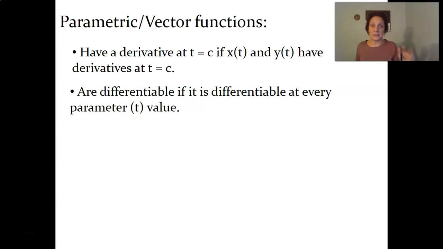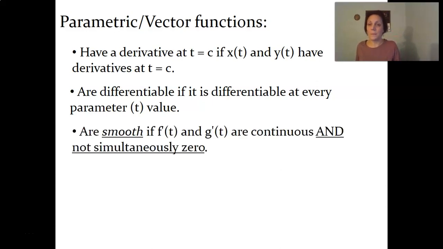So there can't be any t's that cause problems. Okay, it's considered smooth if both of the derivatives are continuous. And we'll talk more about that later, but continuous derivatives mean that the slope exists at every point, and this is really important. You can't have both components of your parametric, the derivatives, be 0 at the same time. So if x of t is 0, that's fine. If y of t is 0, that's fine. But if they're both 0 at the same time, that's a problem, and you'll see why that is in a moment.